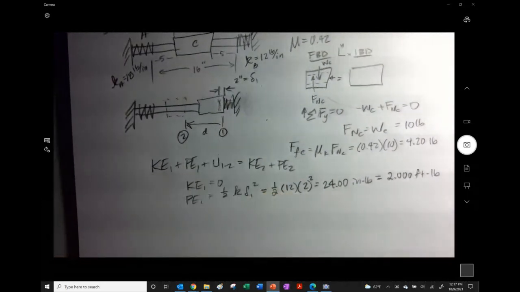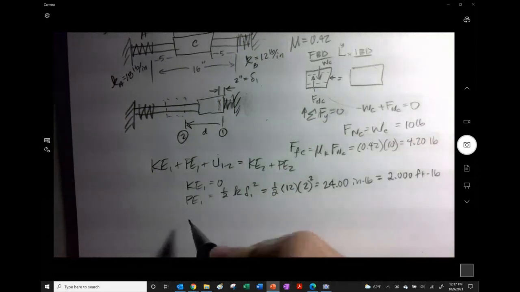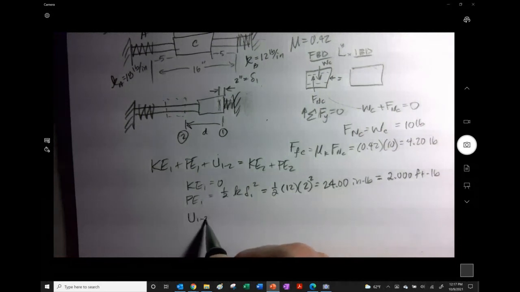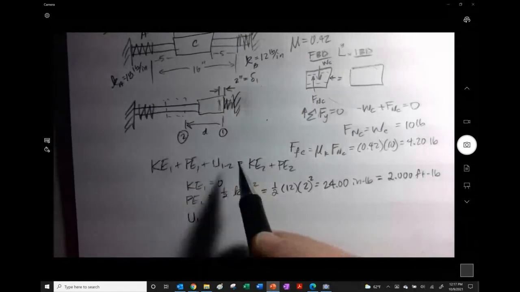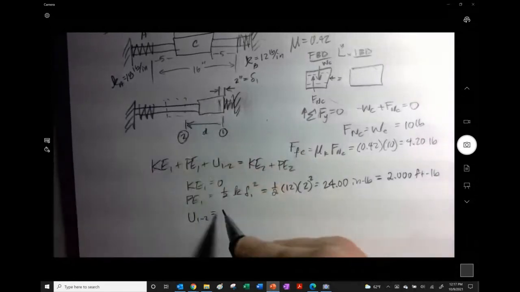Now, the problem asks us the distance it will travel before it stops, right? So let's see. First off, between states 1 and 2, there's going to be friction energy that's going to be lost. That's what's going to make the thing stop.